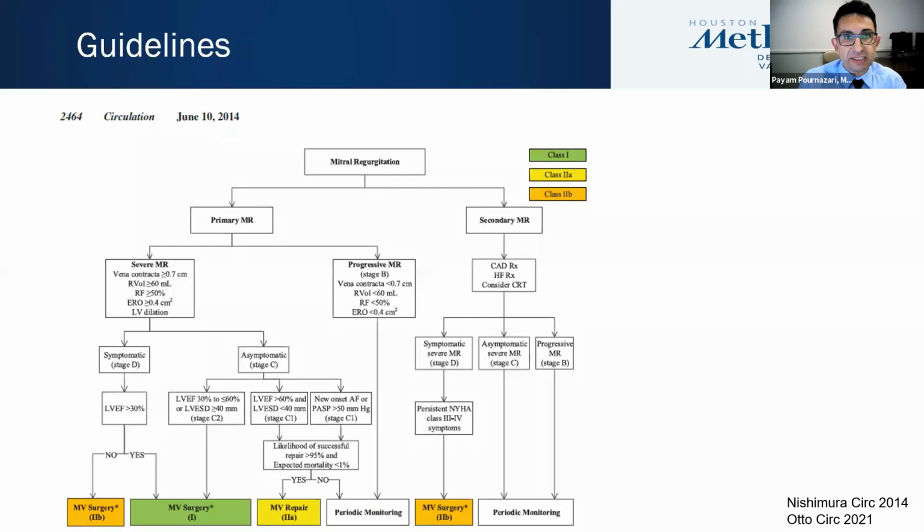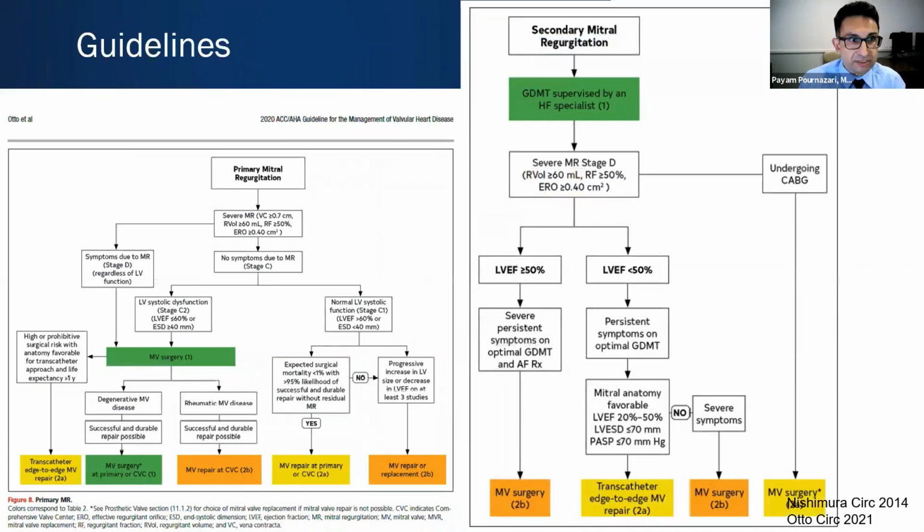Interestingly, in 2014, when the AHA valve guideline was published, there was no mention of transcatheter options for mitral valve repair or replacement. Since then, in 2020, the new and updated AHA valve guideline was published. As you can see on the left side of the panel, mitral valve repair using transcatheter edge-to-edge repair is currently a 2A recommendation for patients with primary mitral regurgitation with high or prohibitive surgical risk. And in patients with secondary mitral regurgitation, transcatheter edge-to-edge repair is considered a 2A recommendation for patients with favorable mitral valve anatomy, EF of 20 to 50%, LV end-systolic diameter of less than 70, and a PA systolic pressure of less than 70 millimeters of mercury. This is all based on the COAPT trial data.